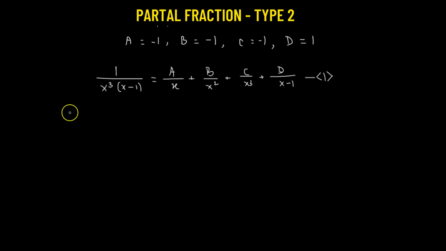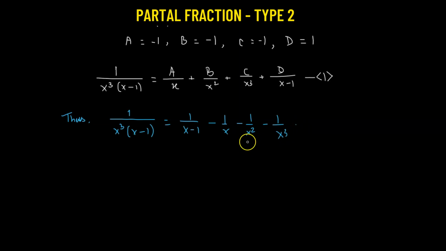So let's do that. Thus, our rational fraction 1 over x cubed multiplied by x minus 1 can be broken down into 4 partial fractions. We'll start with a positive value, so we'll start with d. So we have 1 over x minus 1. Then we have a over x, which is negative 1 over x. Then we have b over x squared, which will be negative 1 over x squared. And we have the value of c, and this will be negative 1 over x cubed. So this is the final answer. We have successfully resolved our given rational fraction into 4 partial fractions.